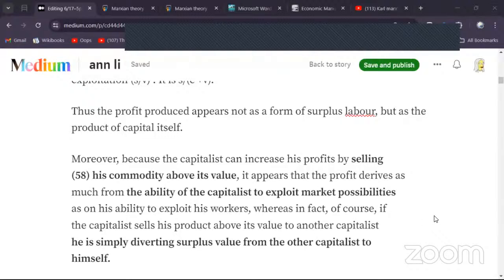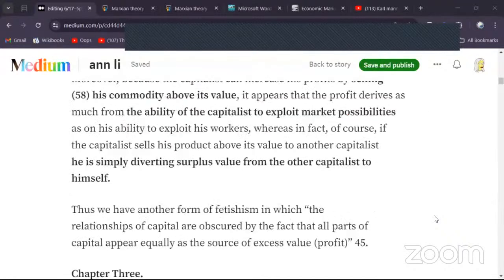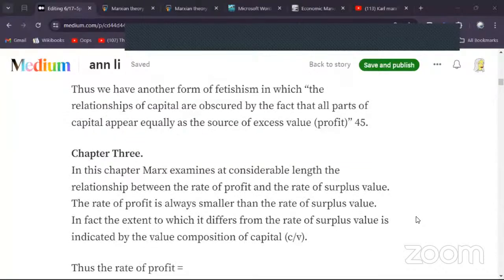Thus, we have another form of fetishism, in which the relationships of capital are obscured by the fact that all parts of capital appear equally as the source of excess value, profit. But it isn't, of course. If you're selling to other capitalists as opposed to the market, you're going to see some differences. And that's kind of what Marx is about. He sees all this other stuff going on and wants to account for it, whether it's corruption or criminality at all levels. And then you get the state stepping in and cleaving off other things.